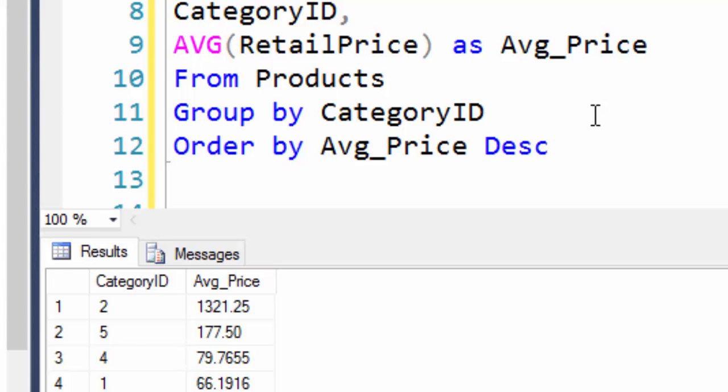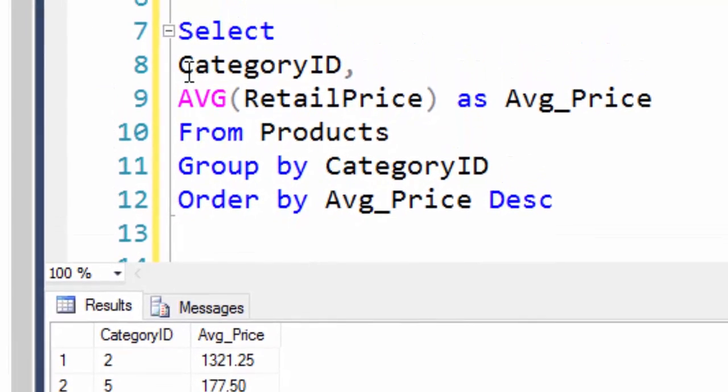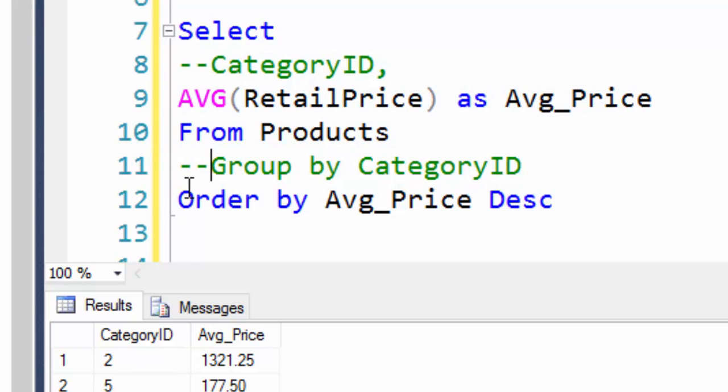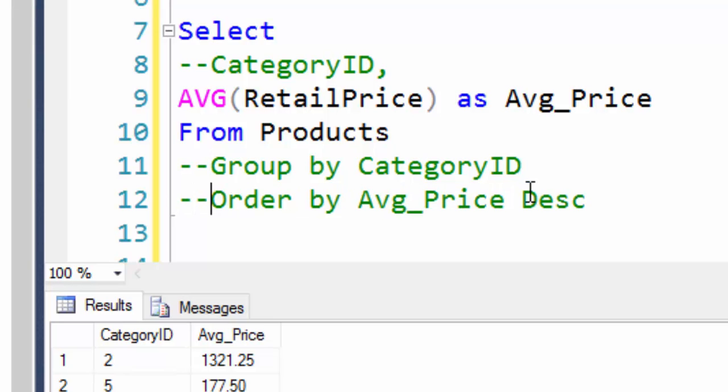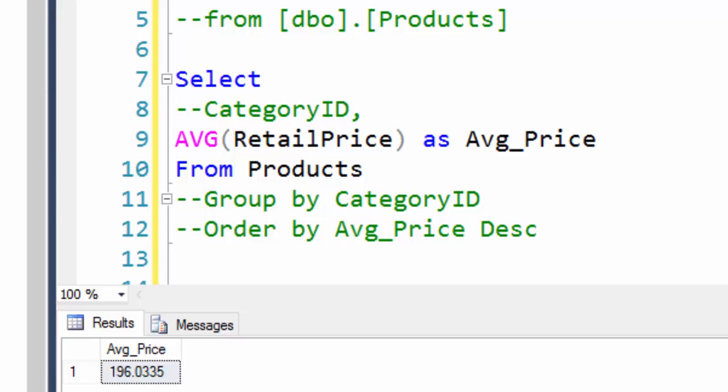So if we wanted to find the average price of all the products without regard to category, if that's what he asked you, all you'd have to do is go back to your query, comment out the category ID and the group by. And you don't need that either. So let's just look at the average price and hit that. The average price for everything was $196.0335.